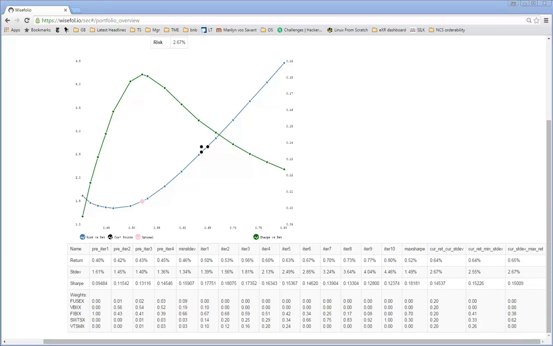Now that may seem pointless for this time horizon because our current return and current standard deviation are pretty close to the blue curve. But to prove this point, let me take you to the 1-year time horizon.